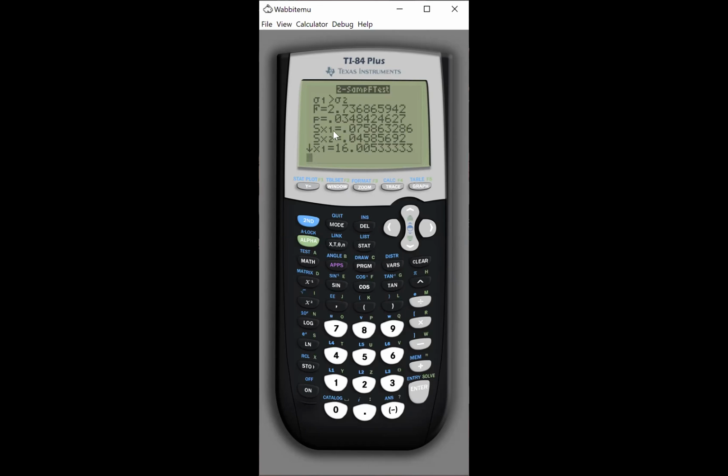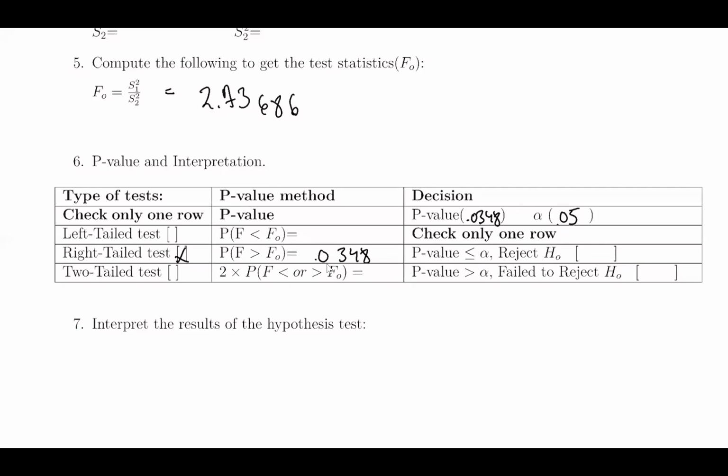All right, any question on p-value 0.03 or F value of 2.73? All right, so let's go ahead and go back to the notes. If you look at it, I put p-value and my F value. The p-value is 0.0348 and alpha is 0.05. So alpha is clearly bigger than the p-value, so you reject.